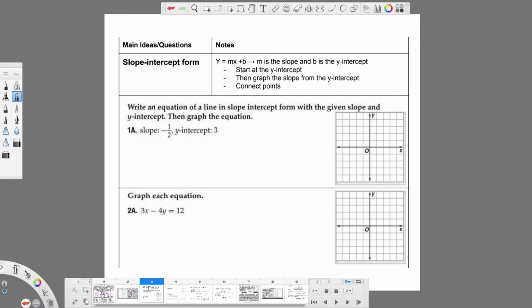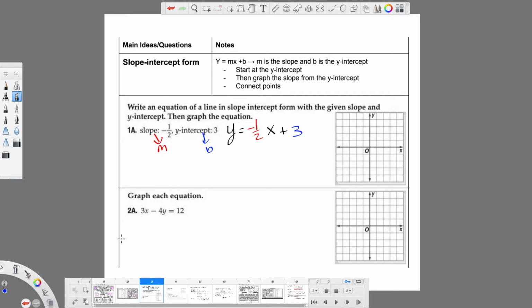So we're going to write an equation of the line in slope-intercept form, given the slope and the y-intercept. If we're given the slope and the y-intercept, remember it's y equals mx plus b. M is the slope. So m is going to go in here. Instead of m, I'm going to go ahead and insert the negative 1/2. I know what it is. And then b is your y-intercept. So remember it's plus b, but I'm replacing that with 3.